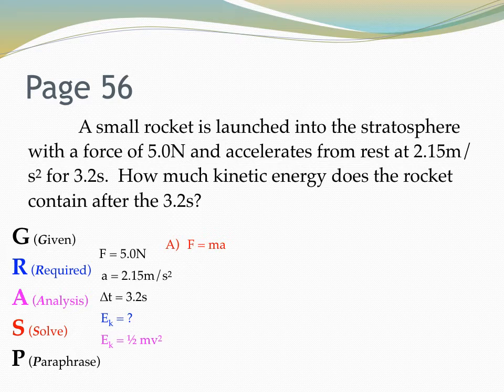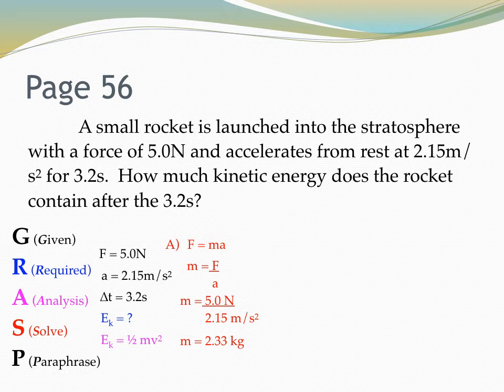So we're looking for the M here. So we'll just switch that around. M equals F over A. And we'll just plug those numbers that we just got into there. Boom, 5.0 newtons over 2.15 meters per second squared. And that will give us 2.33 kilograms. Boom, just like that.